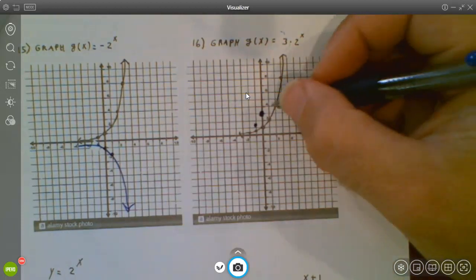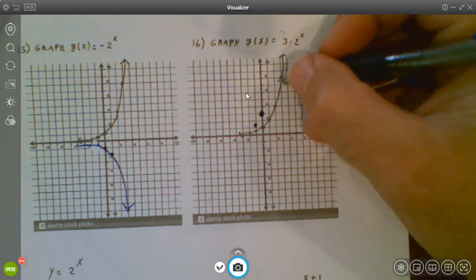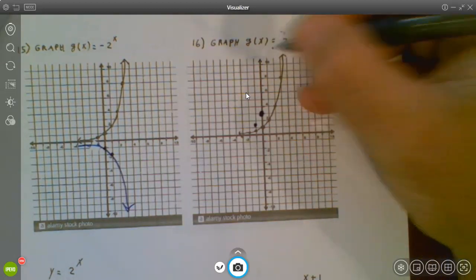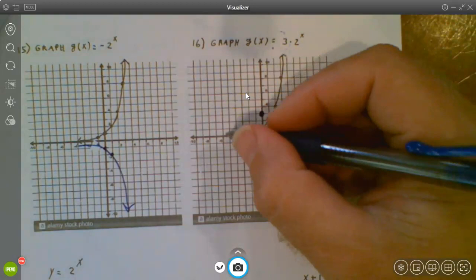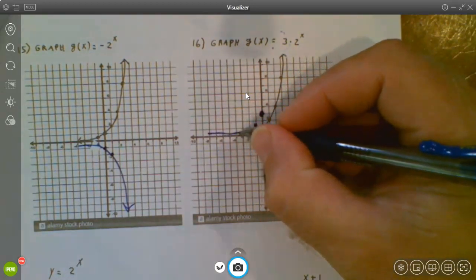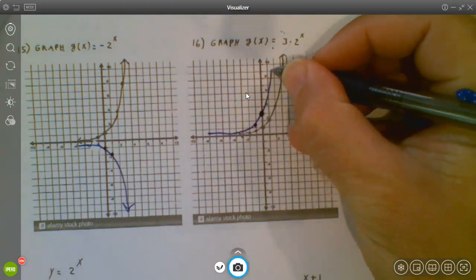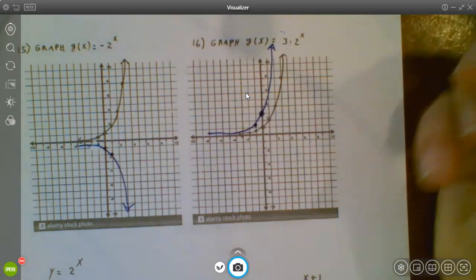And then I'll just do one more point here. So a number like 2, 4 would become 2, 12. So you see how this comes off our grid real quick. So we should get something like this. It's still going to approach 0 to the left. It just becomes a taller, steeper graph when you apply that vertical stretch.